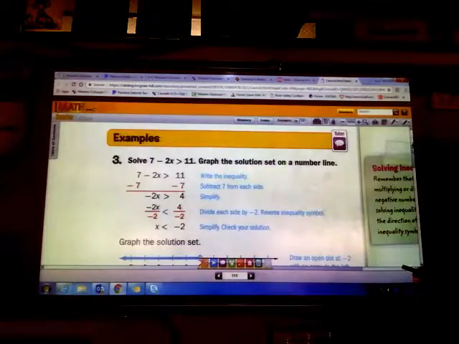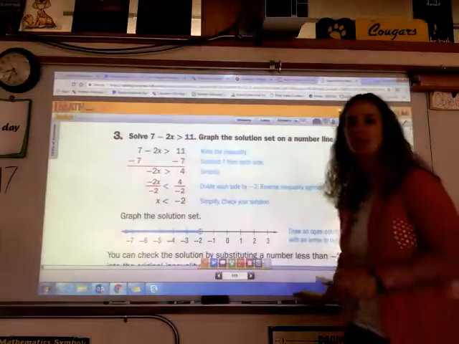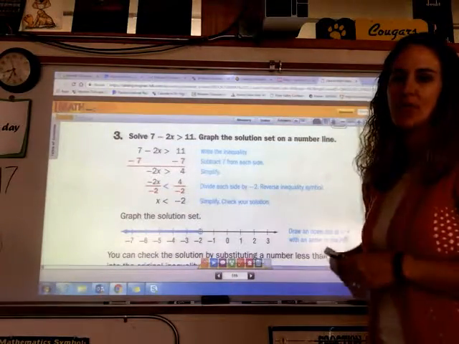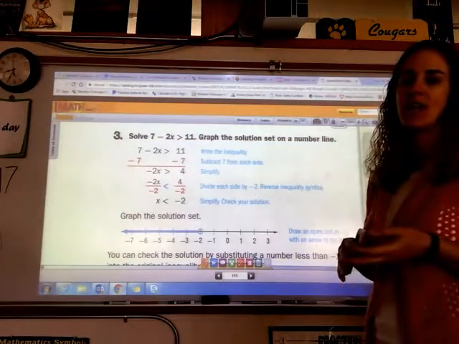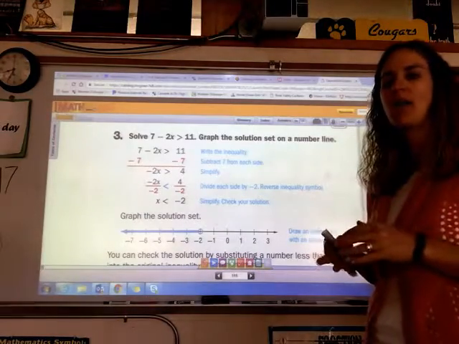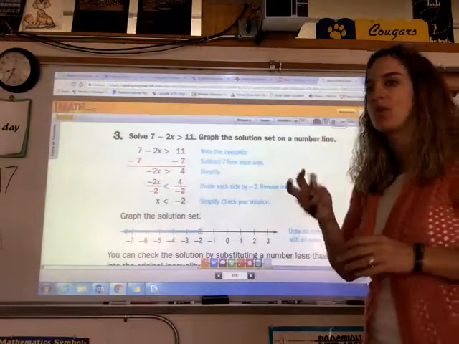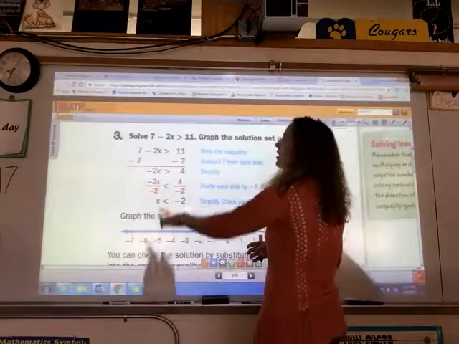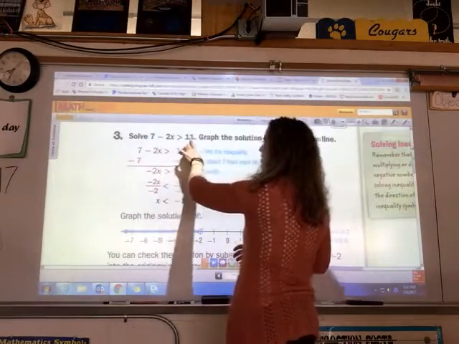Okay, now a couple differences on these that you're going to notice is now they're implementing more negatives. So remember from our previous lesson, anytime we're multiplying or dividing by a negative, we have to make sure that we reverse our inequality symbols. So let's take a look. We've got 7 minus 2x is greater than 11.